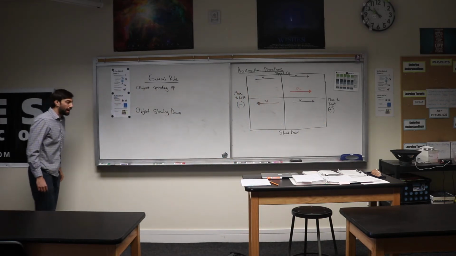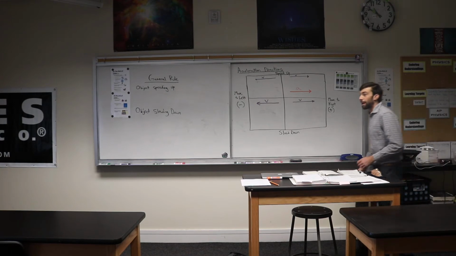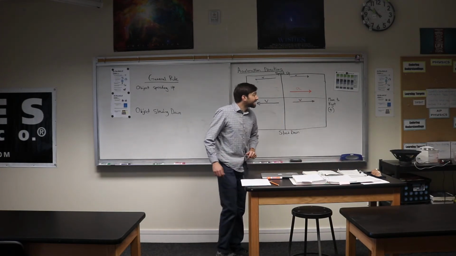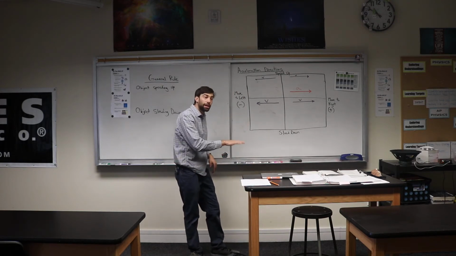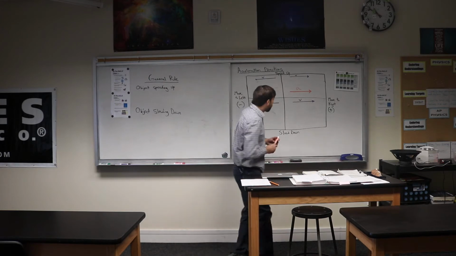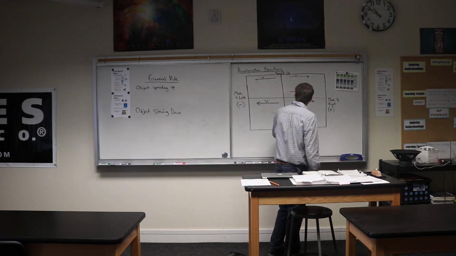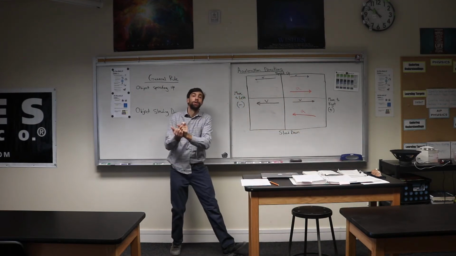Let's say I am moving to the right again. However, in this example, I'm already moving fast and I slow to a stop. Not sure why I had to crouch down there at the end, but I did. In this case, we are moving to the right, but we are slowing down. We're getting slower and slower and slower. Therefore, our acceleration is going to be to the left, or negative.